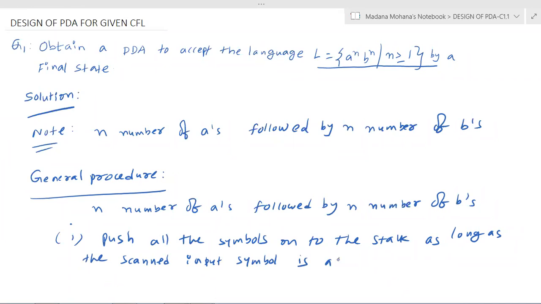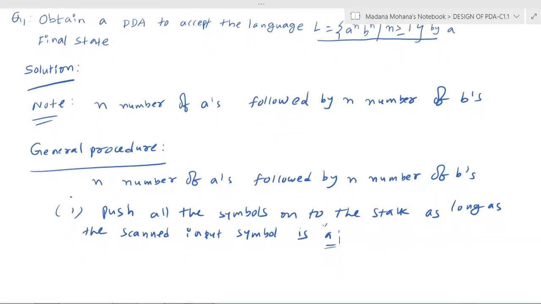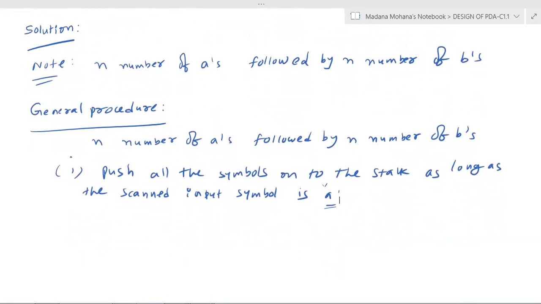So why? Because the language contains a number of a's followed by a number of b's. First you have to push all the symbols onto the stack as long as the scanned input symbol is a. That means whenever your input is a, you can push a onto the stack. Like that, all a's you can push onto the stack, whenever the input is a.